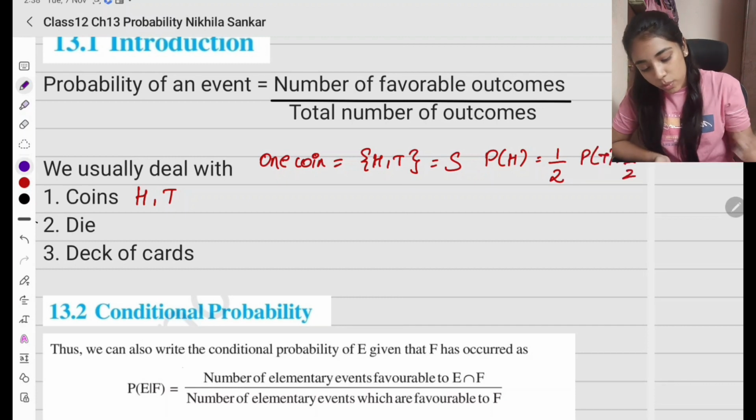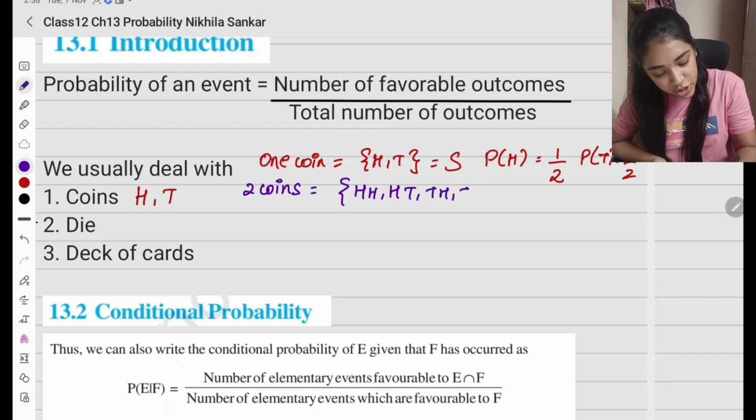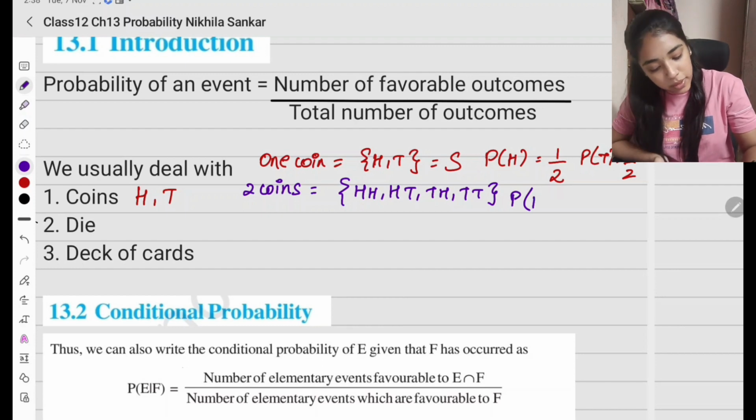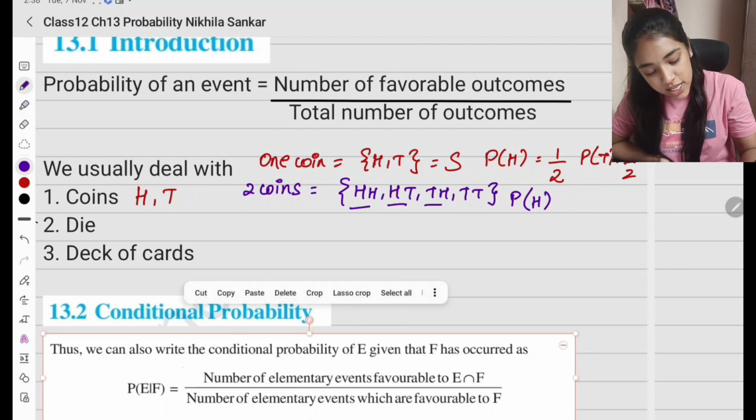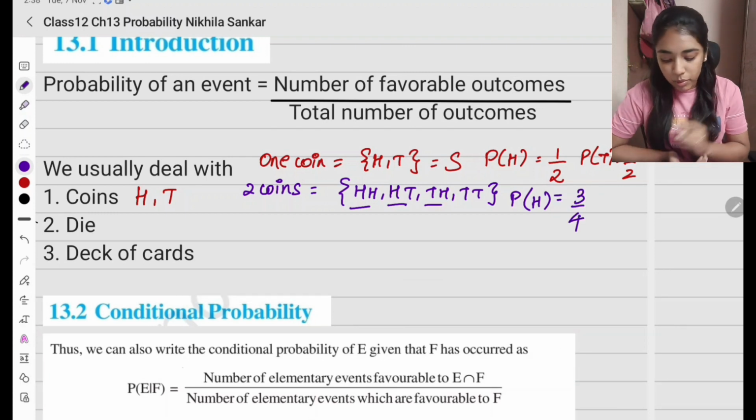Ipo ide what if we have two coins? So what will be the sample space? HH, HT, TH, TT. Correct? Appo probability of getting at least one head, illa probability of getting head ne vechukom. Head enna, this and this. So this is 3 divided by 4. ஞாபகம் இருக்கா? இந்த probability la ஞாபகம் வச்சுக்கணும்.